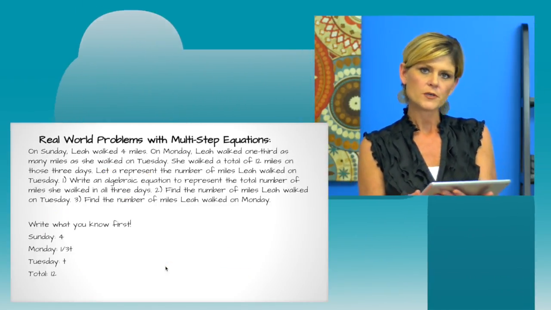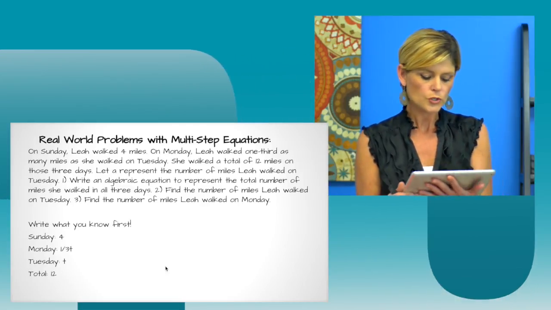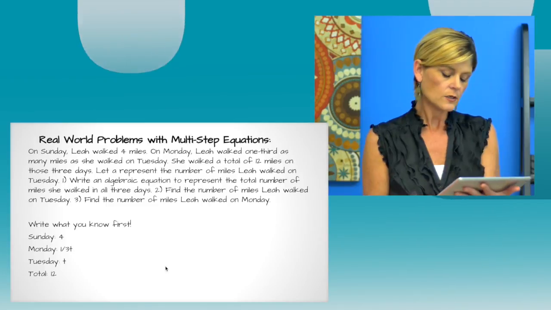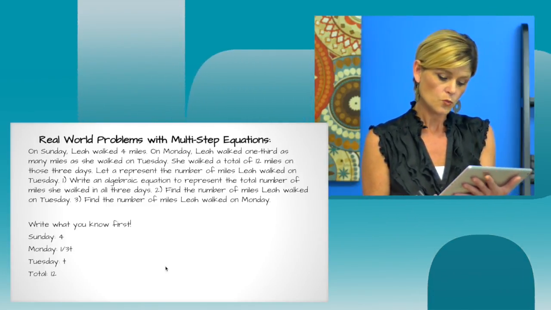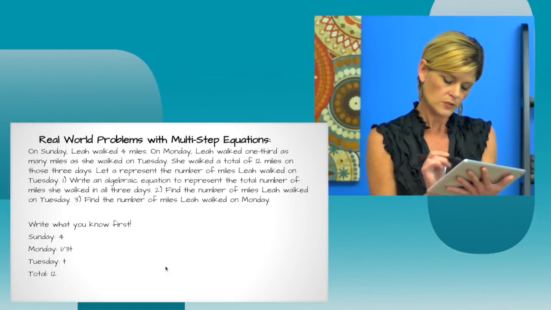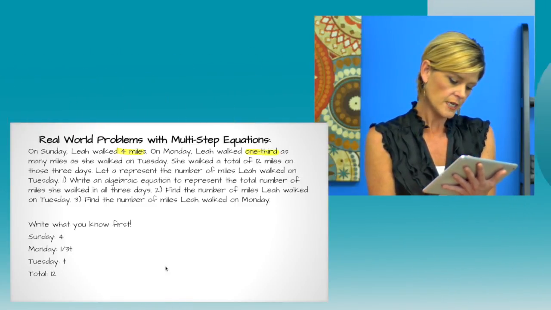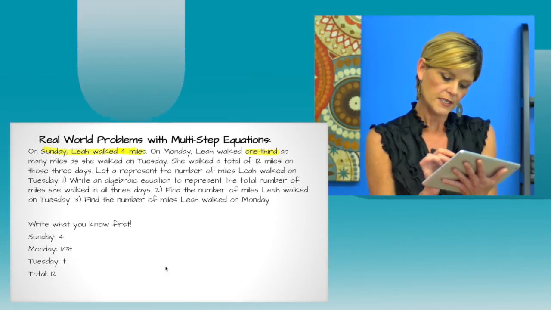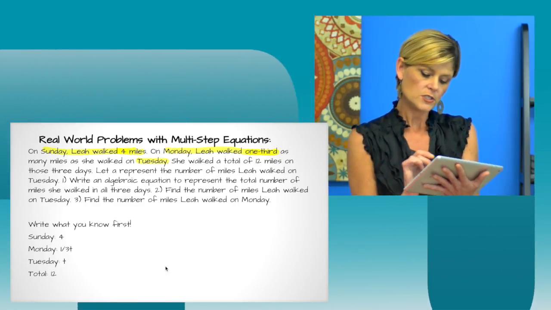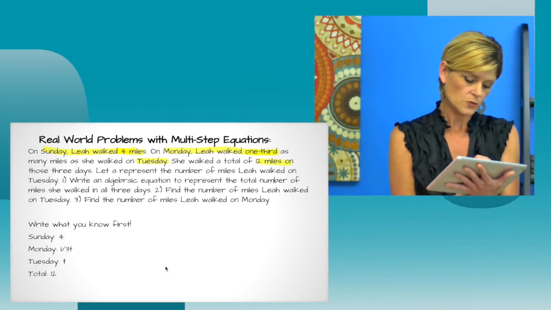All right, the last problem I want to look at is a quick real-world problem with multi-step equations. Here we go. On Sunday, Leah walked 4 miles. On Monday, Leah walked 1/3 as many miles as she walked on Tuesday. I'm going to highlight that. She walked a total of 12 miles in those 3 days.